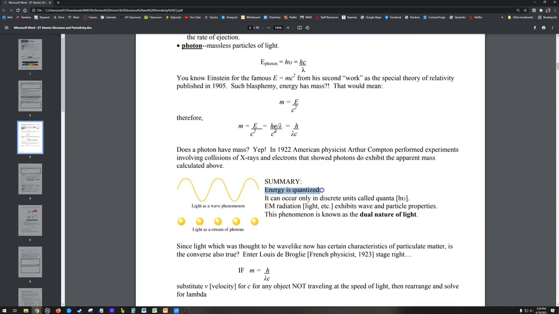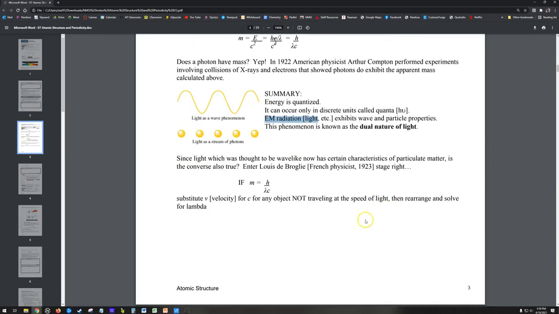So in summary, energy is quantized. It can only occur in discrete units called quanta, hv. That's Planck's constant times the frequency. Electromagnetic radiation or light exhibits wave properties and particle properties. So essentially, if you study light and look at it, it will look like a particle. If you study subatomic particles, they will look like particles when you look at them. But then if you look away, it'll behave like a wave. Okay, so this is the dual nature of matter and dual nature of light. All right, so since light was thought to be a wave, it now has certain characteristics of a particle.